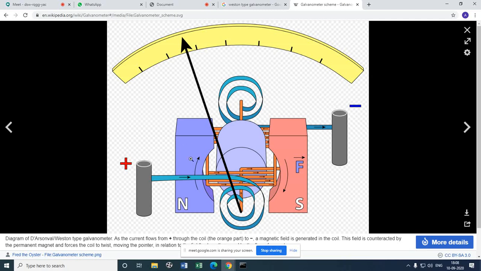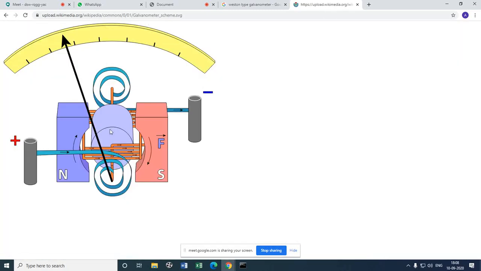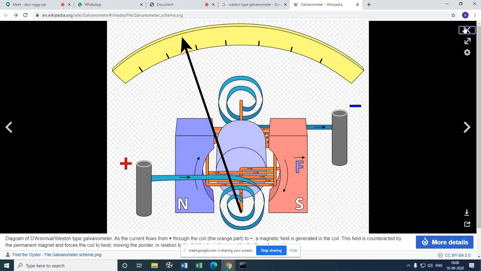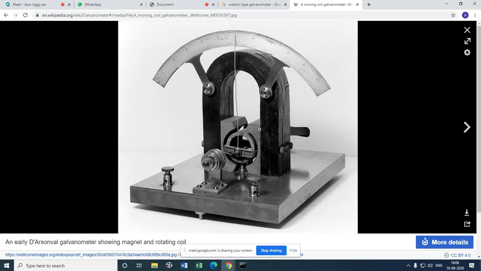So now, whenever a current is supplied to this coil, it will get deflected. It will get deflected. This is the first one. You can see clearly here. It's a very good, brilliant example here.